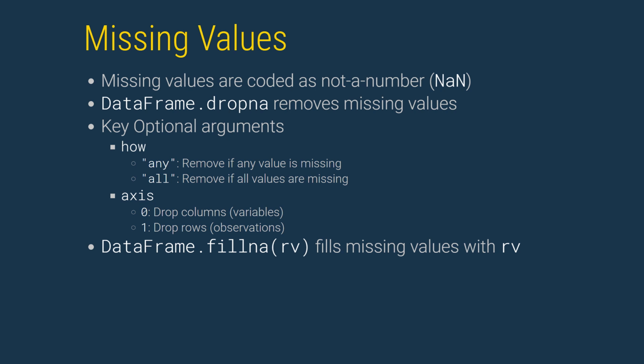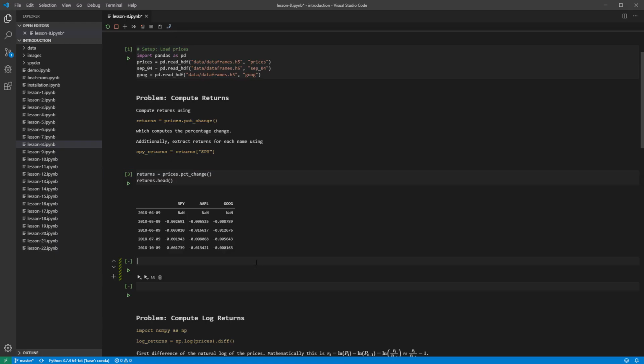Filling missing values with a specific quantity is sometimes an alternative to dropping, and fillna fills missing values with the replacement value RV. Using dropna on the returns data frame, we see that the row with the missing data has been removed.